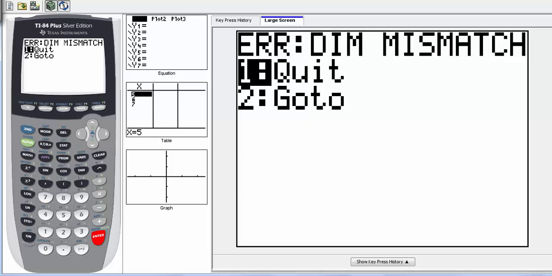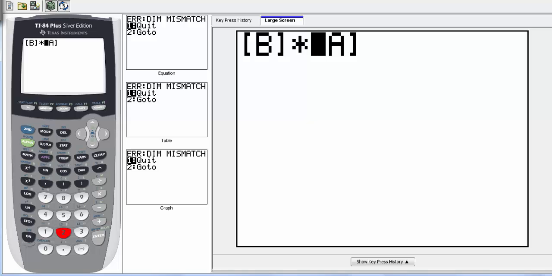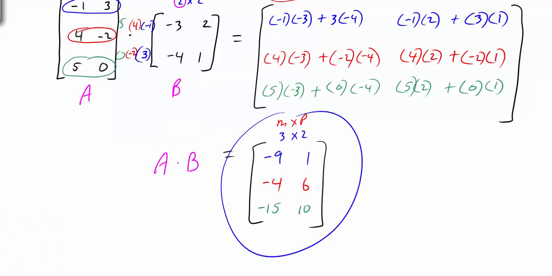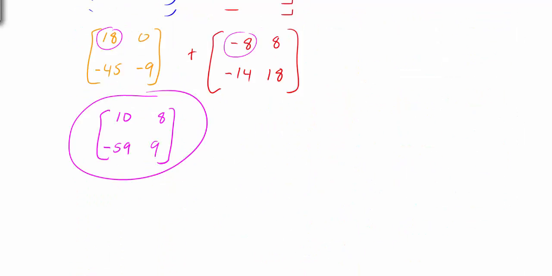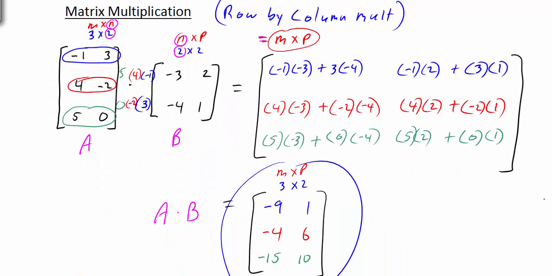and hit enter. Notice here it says dimension mismatch. So in other words, the dimensions do not match up. And for example, if I select go to, it's going to indicate that the dimensions of matrix A and B don't match up so that we can multiply, and that's because the rows and columns do not match. So with scalar multiplication, you just basically distribute the scalar number out front. With matrix multiplication, you need to make sure that the number of rows equals the number of columns here, because we're going to take this row by column multiplication.